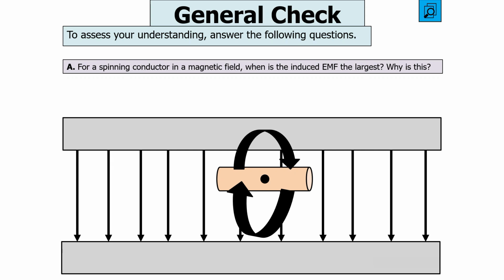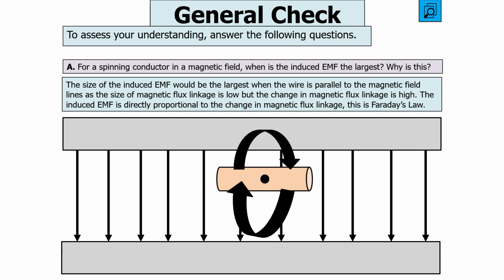For a spinning conductor in a magnetic field, when is the induced EMF the largest, and why is this? The size of the induced EMF will be the largest when the wire is parallel to the magnetic field lines, as the size of the magnetic flux linkage is low, but the change in magnetic flux linkage is high. The induced EMF is directly proportional to the change in magnetic flux linkage.